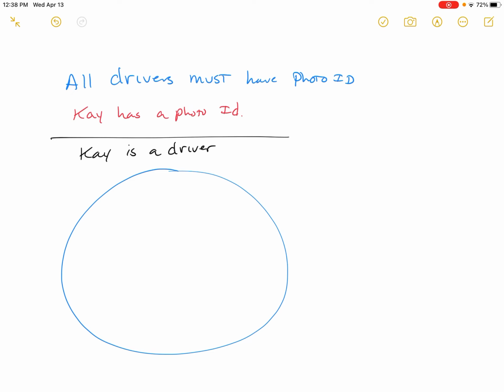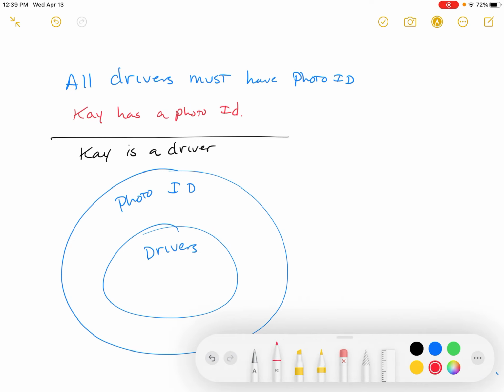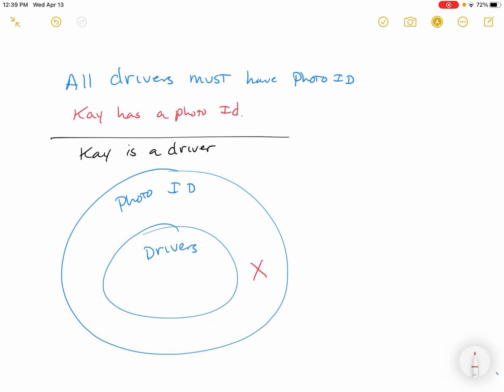So what do we have from the blue? Who's our big circle? Well, our big circle actually is photo ID. And what we know are the drivers all must be issued licenses, and therefore they have photo ID. Now, what about K? Switching to red, can we imply that K is a driver? Well, we know K has a photo ID, but it doesn't necessarily have to be in the driver one. It could be out here, right?